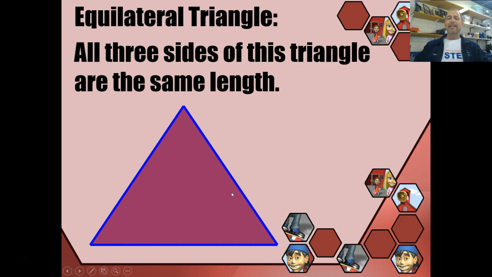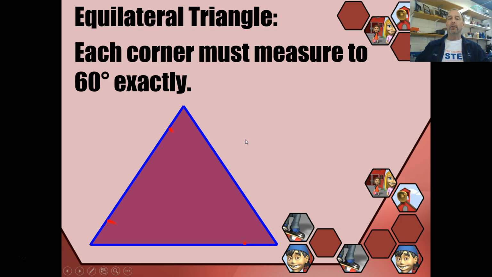The next triangle up is an equilateral triangle. This is where all three sides of this triangle are the same length, and each corner must measure to exactly 60 degrees. This is what you would call your perfect triangle. All three sides same length, all three sides same angle.